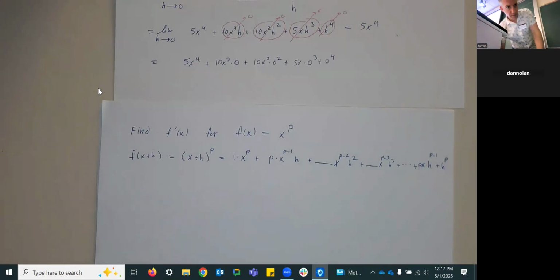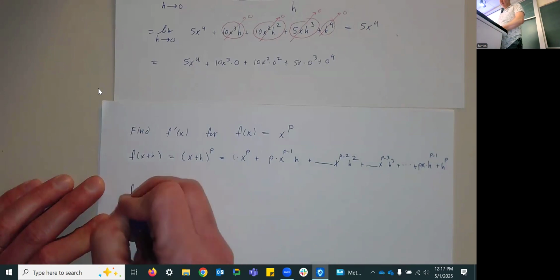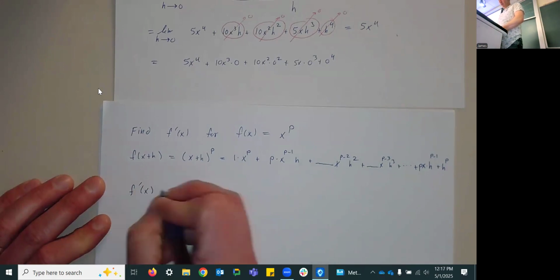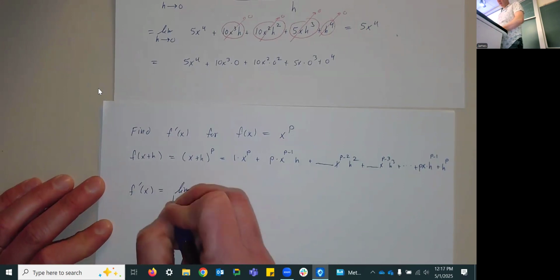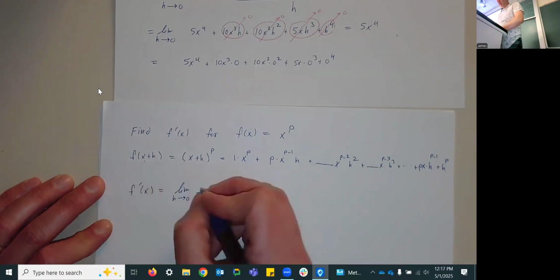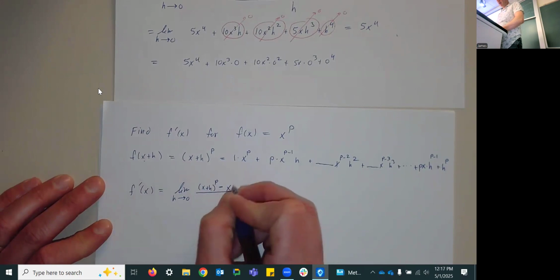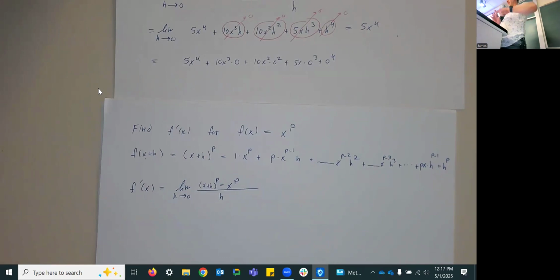So now we're going to find the derivative. We're going to find the derivative of x to the p, which you could write like this. It's going to be the limit as h goes to 0 of my f of x plus h, which is x plus h to the p power, minus x to the p power, all divided by h. And I think we've seen this enough times now to have an idea of what's going to happen. We're going to write out the big long thing.